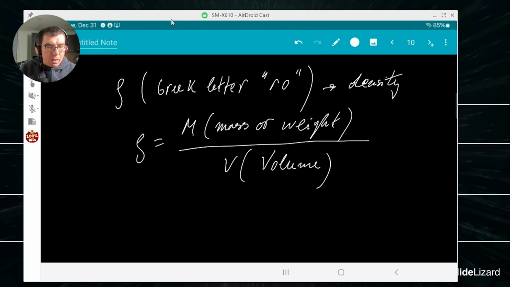This concept is used in various fields and in various contexts. We can talk about food density, etc. But this is math. So let's use the density to solve this specific problem here.